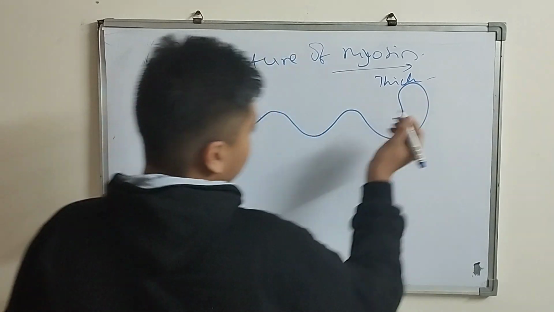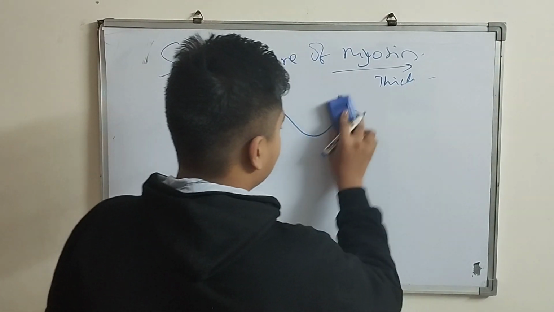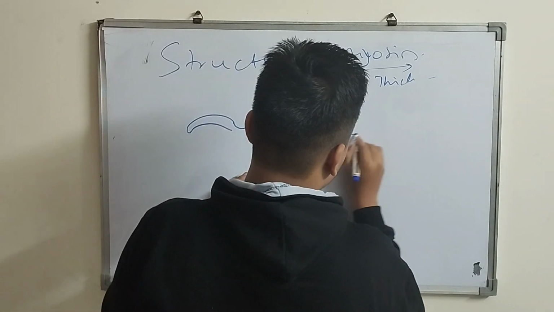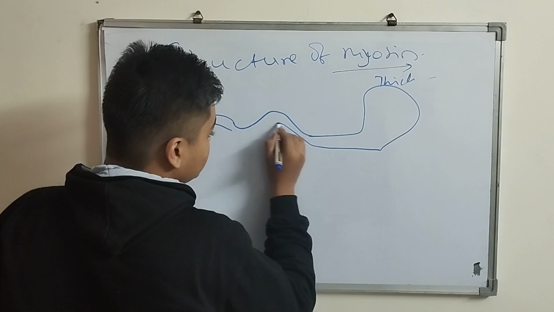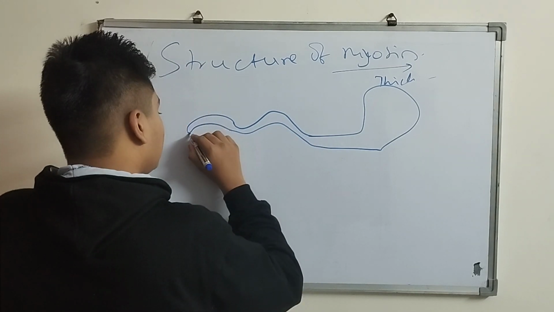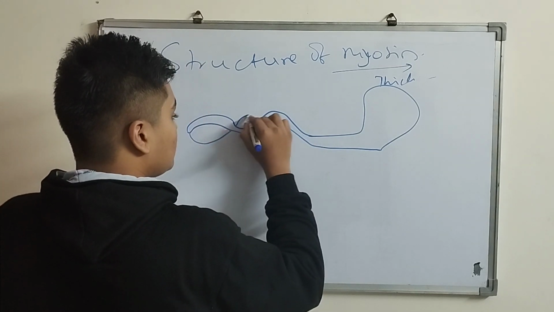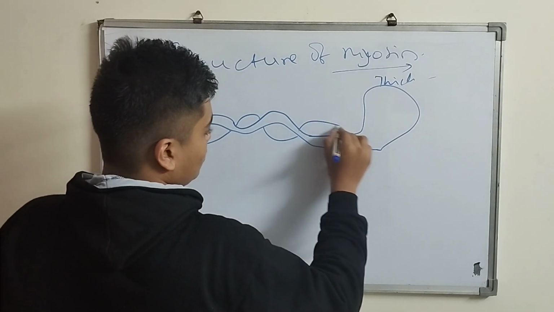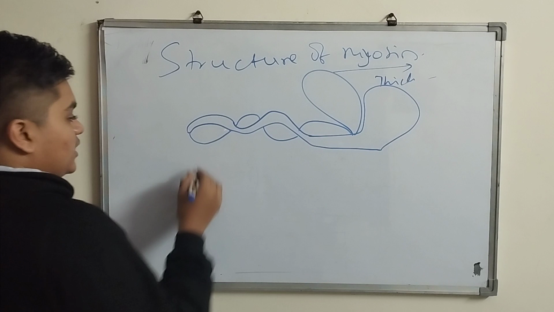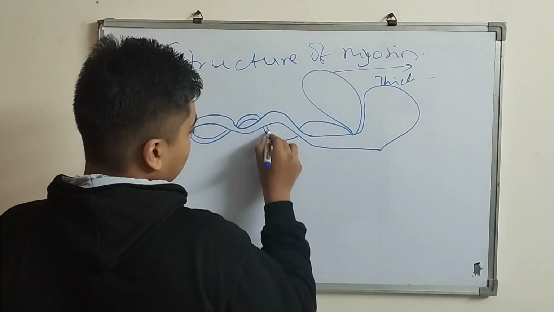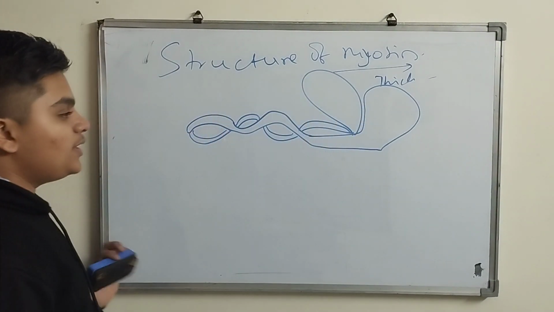Here, these loops. One head is not enough, two heads are present for myosin. It is like a snake. The second head, please adjust.